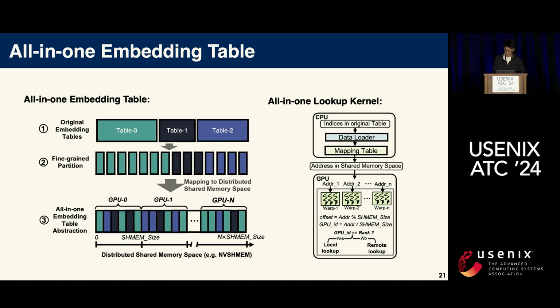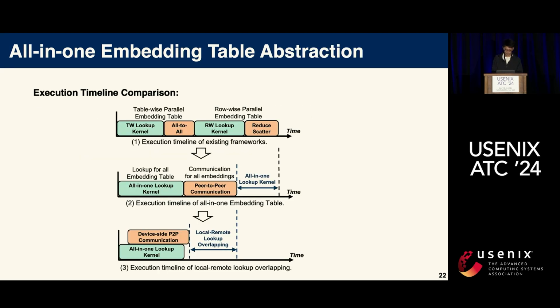And this implementation has additional benefits. The local memory embedding lookup and the remote embedding lookup are seamlessly overlapped with each other, greatly hiding the communication latency between GPUs. And here is an illustration of the execution timeline between different solutions. By fusing all embedding partitions lookup into a single kernel, and by overlapping the local and the remote embedding lookups, we can significantly reduce the embedding lookup latency and efficiently support the fine-grained embedding table parallelism.